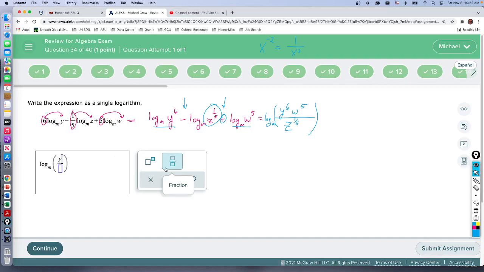Y to the 6th, and then I arrow to get back down to the line, w to the 5th, and then down here I'm going to have another, no, I don't have a fraction yet, I have z, and get my exponent. In the exponent I have a fraction, 1/5. And that is all as a single logarithm, just like they're asking. Okay, so number 34.